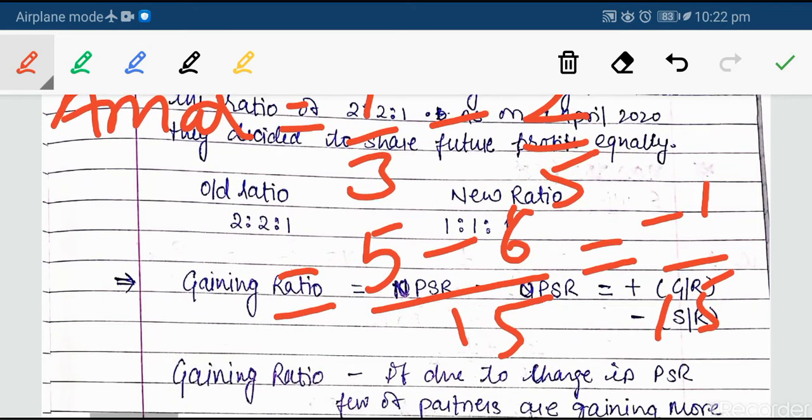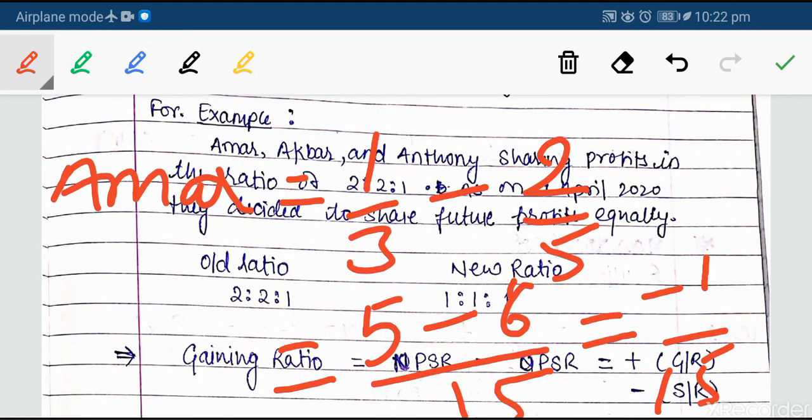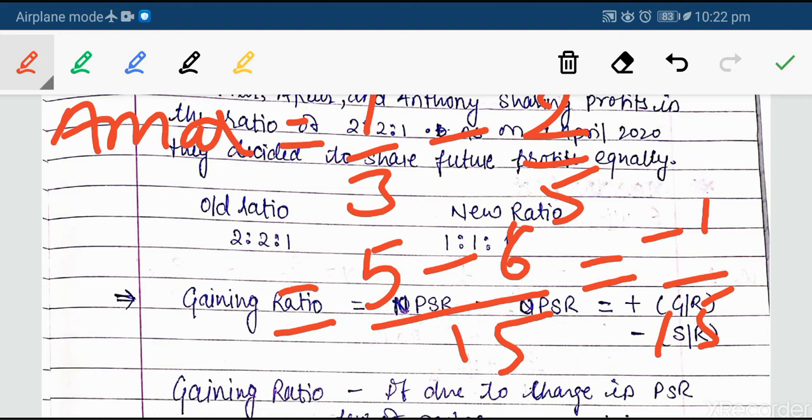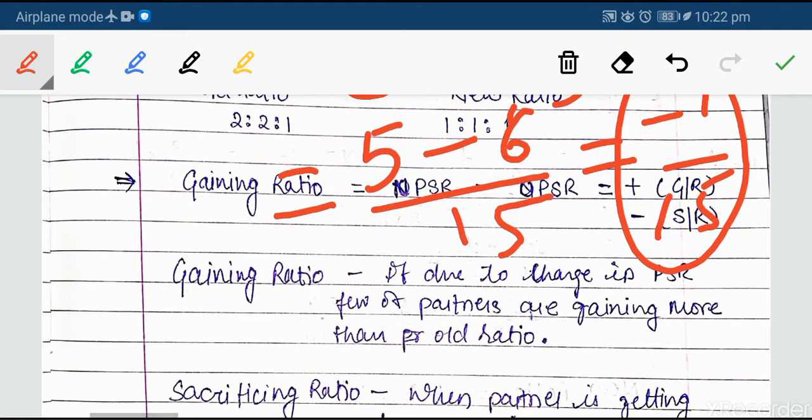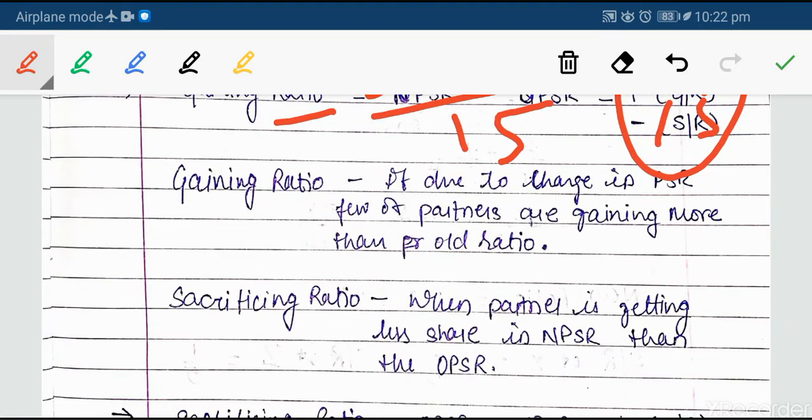I have told you that if we are using new minus old and the positive and the negative come, this means sacrificing. So Amar is sacrificing 1 by 15. Okay, now move to the other partner, that is Akbar. How much is Akbar sacrificing?